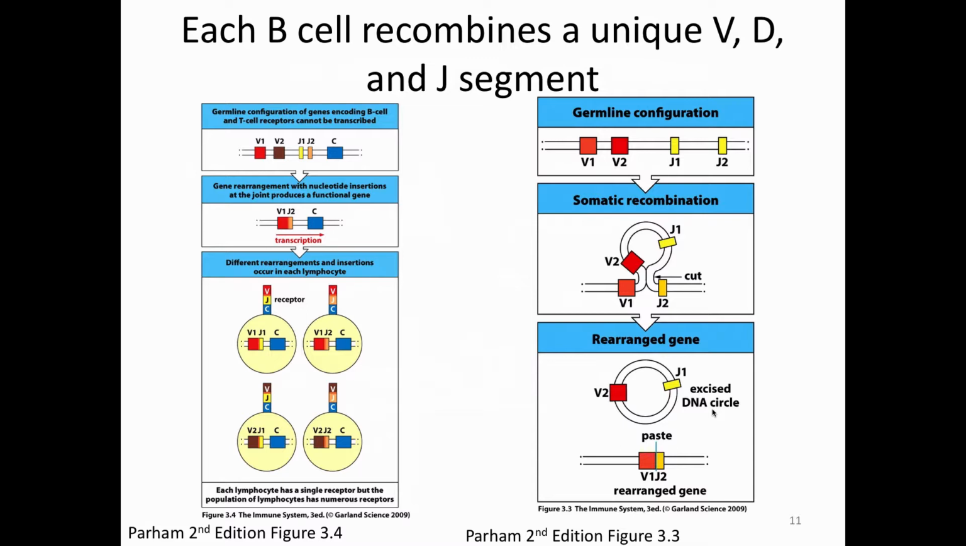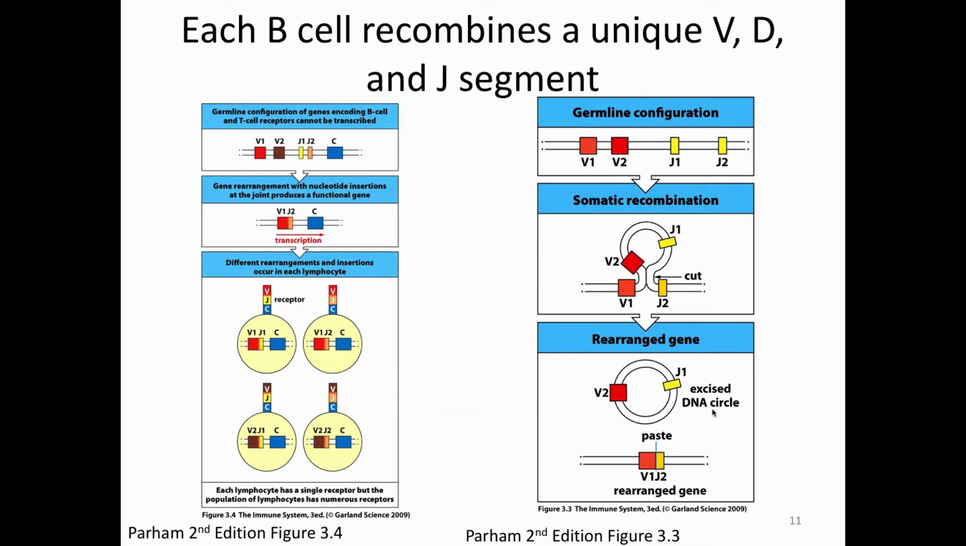And the idea is that there are a lot of V's, a lot of D's, and a lot of J's. And it's a numbers game. Every cell is randomly picking a V, a D, and a J. And there are just so many cells that every combination ends up getting hit at some point in time because there are so many cells.